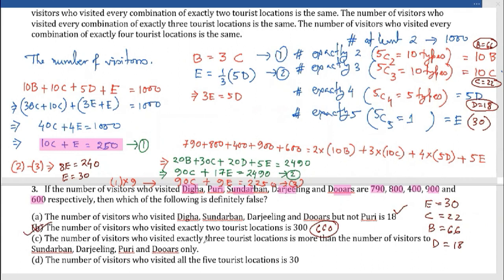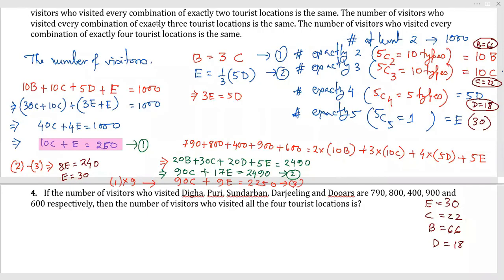Let's see whether the others are satisfying or not. The number of visitors who visited exactly 3 tourist locations, which is nothing but 10C, is more than the number of visitors who visited exactly 4. That is true already because 10C is much higher. So it is also right data. The number of visitors who visited all the 5 tourist locations is 30. It is also right data. So my answer would be option B in this case.